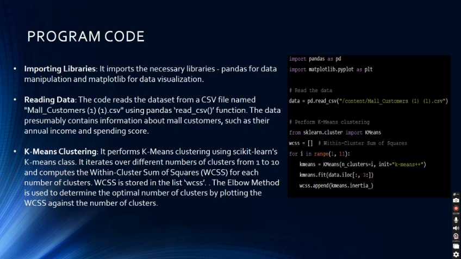K-means clustering. It performs K-means clustering using scikit-learn's KMeans class. It iterates over different numbers of clusters from 1 to 10 and computes the within-cluster sum of squares for each number of clusters. WCSS is stored in the list WCSS. The elbow method is used to determine the optimal number of clusters by plotting the WCSS against the number of clusters.